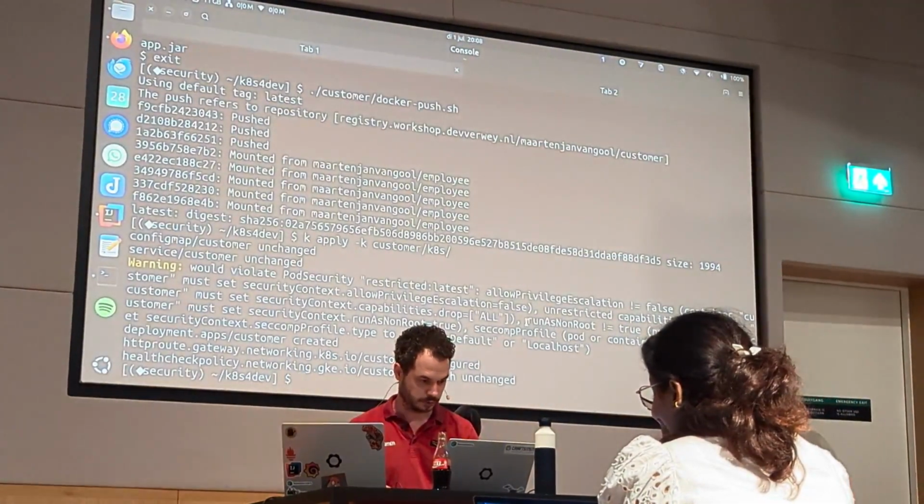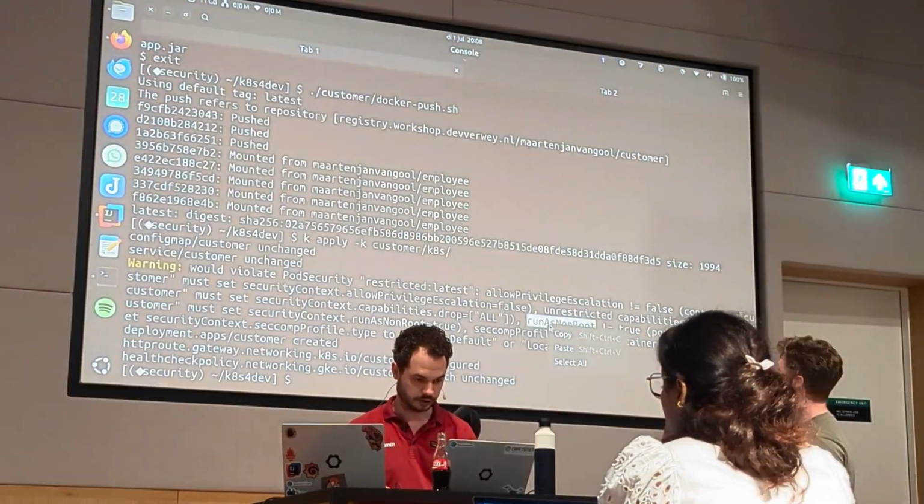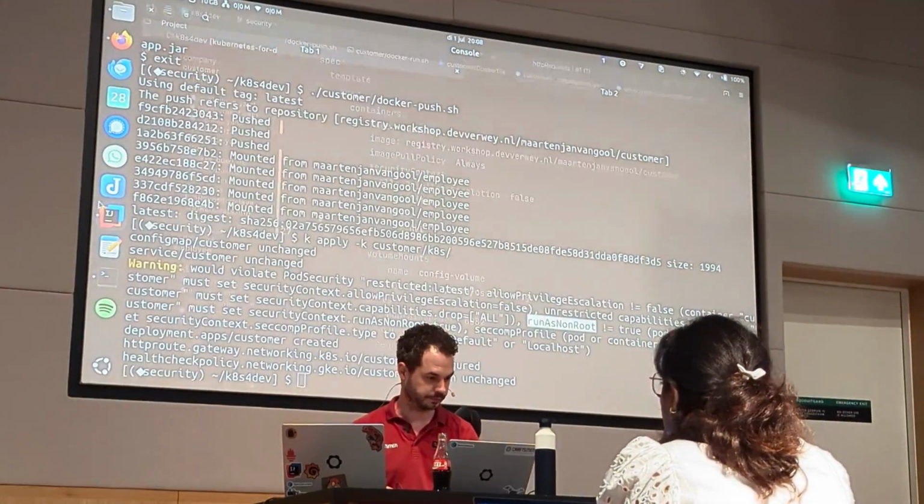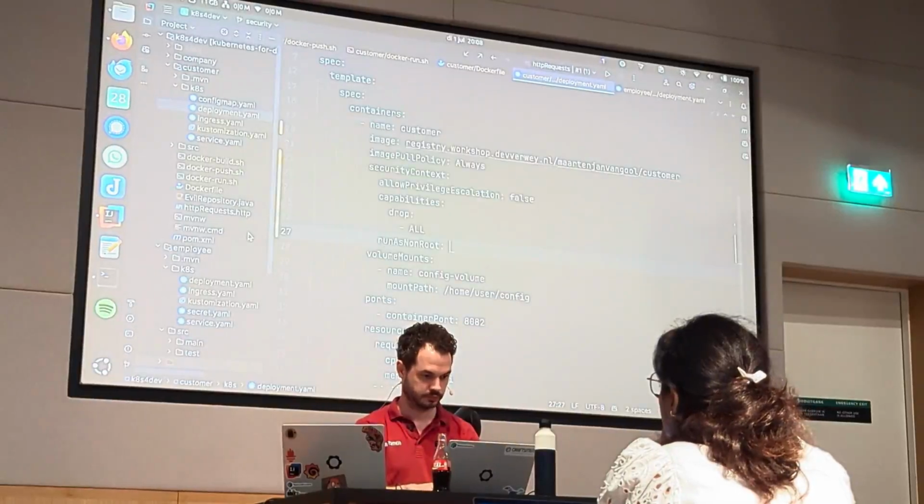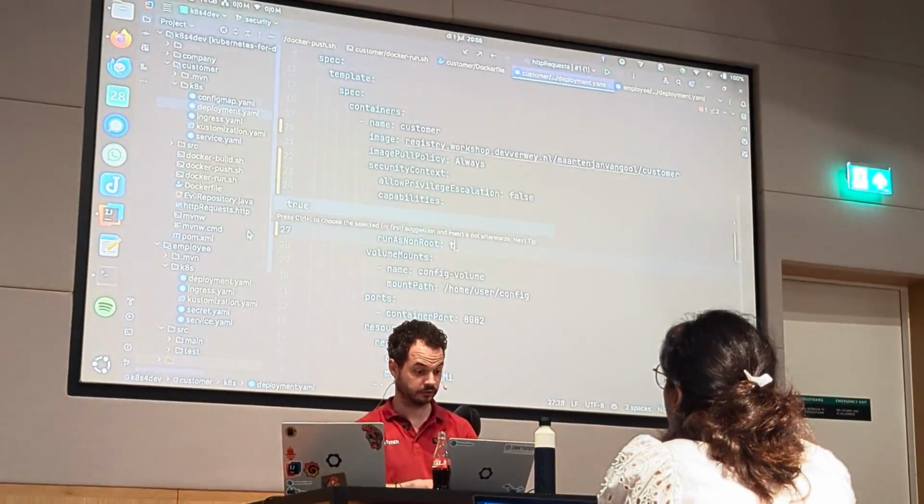So the next one, which may be easier to explain, runAsNonRoot should be set to false. It should be set to true, I guess, not false.